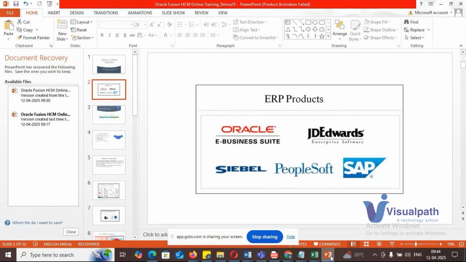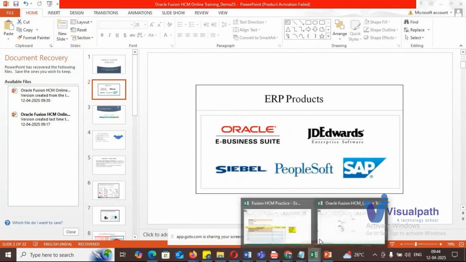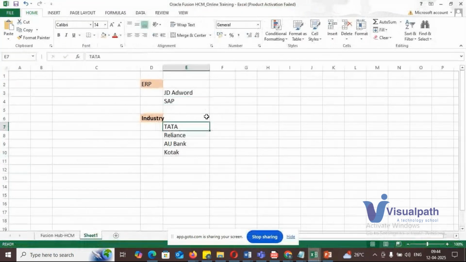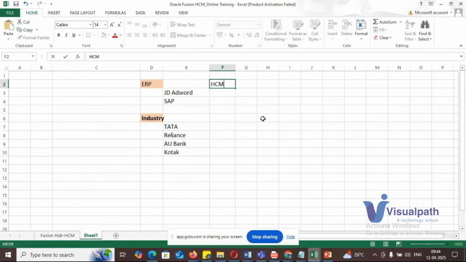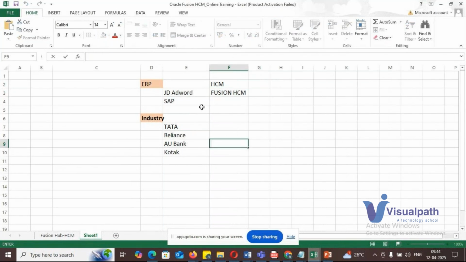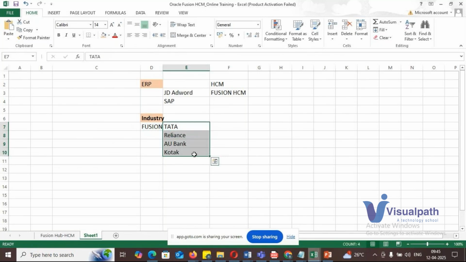But in Fusion, this is human capital management. And in the SCM function, it is called Fusion SCM, right? So these are the different ERPs. Industry is using the Fusion application because the organization doesn't have to worry about maintaining their server. Oracle will take care of the server, Oracle Cloud.